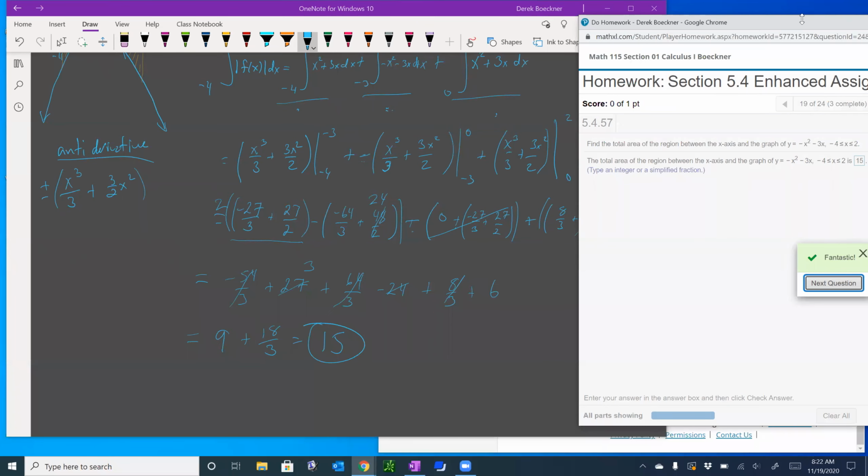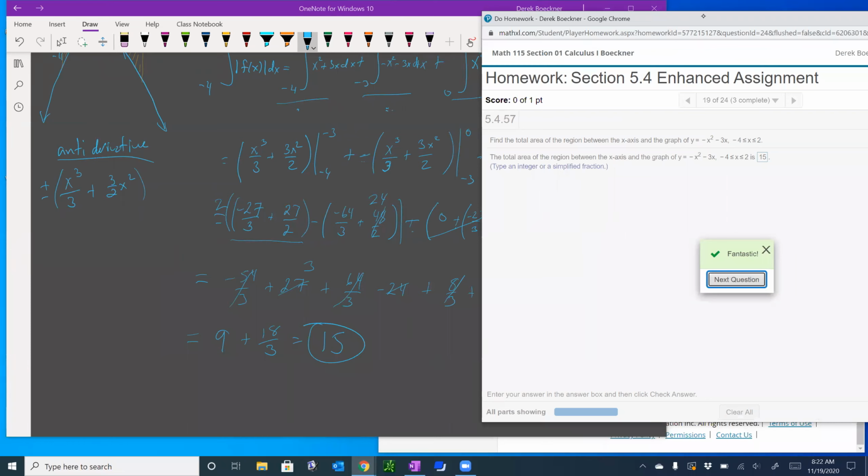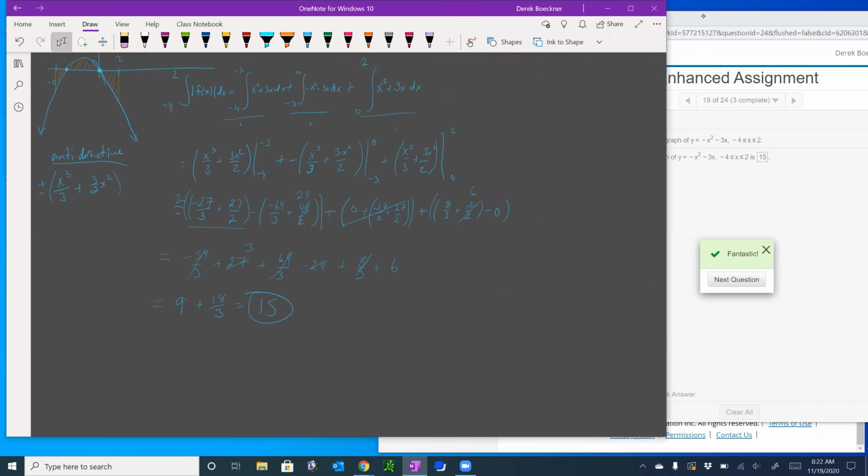Okay. Questions on that one? Some of the arithmetic gets a little tough, but you just have to work through it. Keep yourself organized.